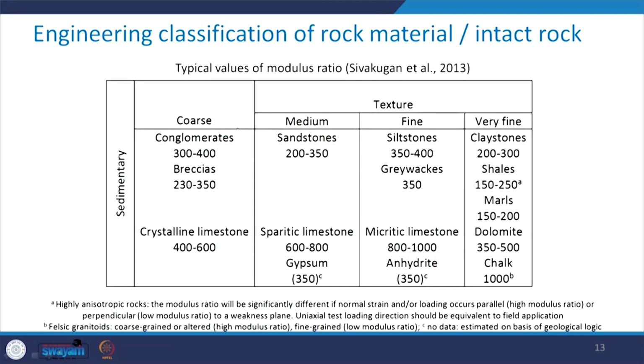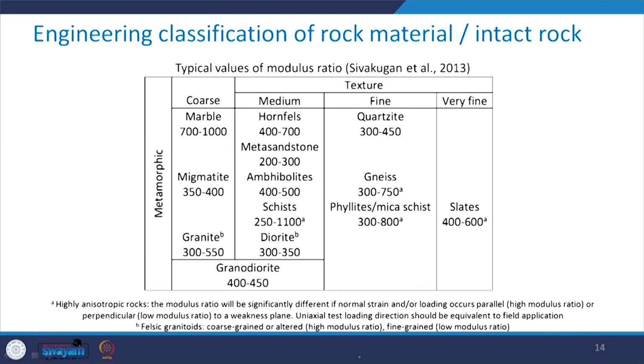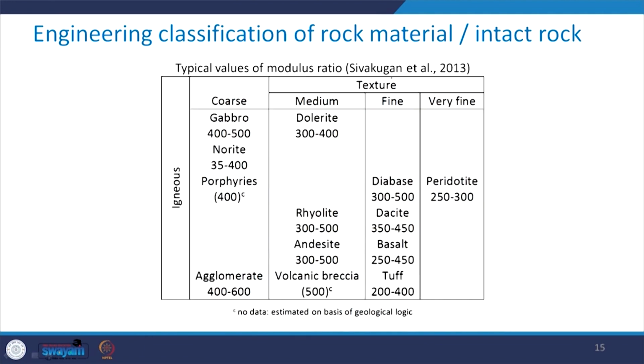Again, for the sedimentary rock, other rocks. Then, for the metamorphic rock, you have marble, migmatite, granite, and then, depending upon the texture, medium, fine or very fine, accordingly you have different rocks. So, basically this table gives you an idea of the typical range of the modulus ratio.